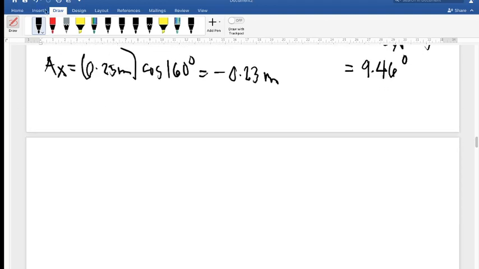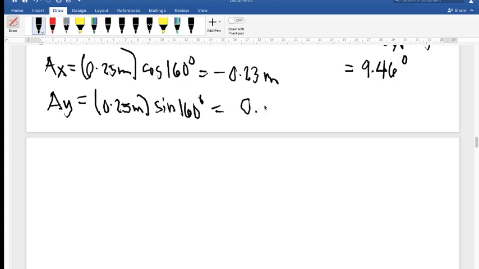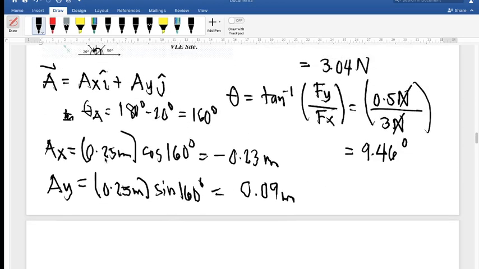So how about your Ay? Your Ay is equal to, again, the magnitude 0.25 meters, then sine of 160 degrees. So 0.25 times sine of 160 is 0.09 meter approximately, positive. Since 160 is in quadrant 2, dapat ang x is negative, so correct, and your y must be positive, so correct again. So how about your B?